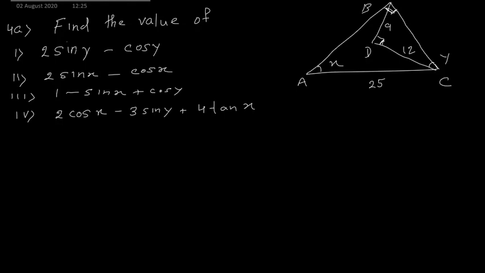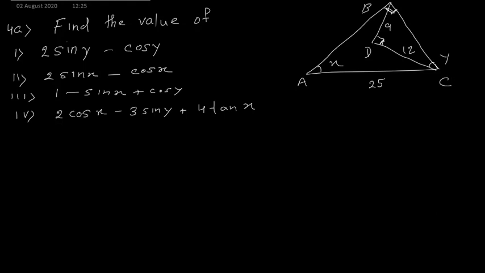As you see, we have triangle ABC which is right angle at B, and we have one more triangle, that is BCD, which is right angle at D. BD is given 9, CD is given 12, AC is given 25. We have one angle X which is angle BAC. We have one angle Y which is angle DCB.